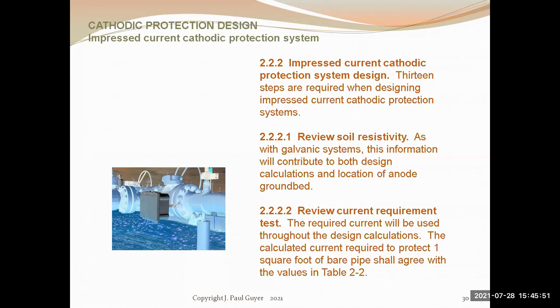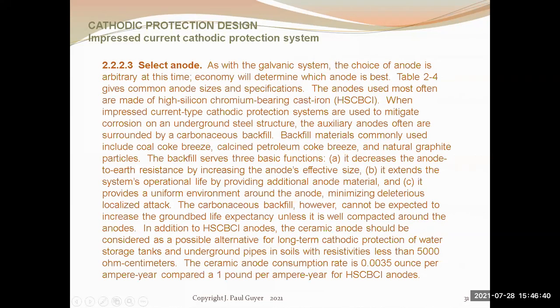Now for the impressed current system, for the more corrosive soil environments, compared to the nine steps in the sacrificial anode design process, there are 13 steps in the impressed current design process. So you review the soil resistivity data, review the current requirement test if you were able to conduct a current requirement test in the field, and select an anode.